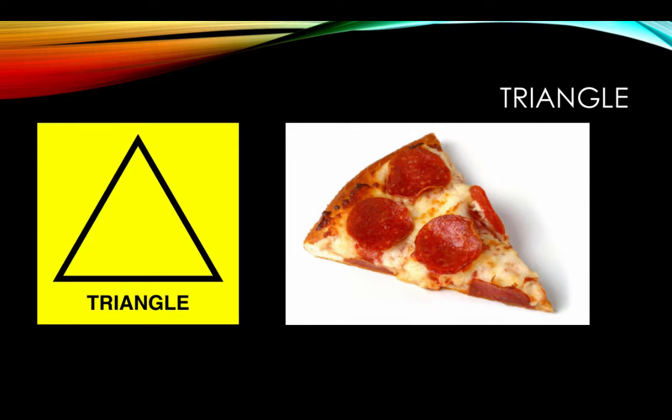So our first shape is a triangle. Triangles have three sides. There are multiple types of triangles. We see two different types here. The yellow one on the left is an equilateral triangle, meaning all sides are equal length. And the piece of pizza on the right is an isosceles triangle. This means two sides are equal and the third side is a different length. Triangles are very common shapes, and as you can see, this piece of pizza is an example of a triangle.